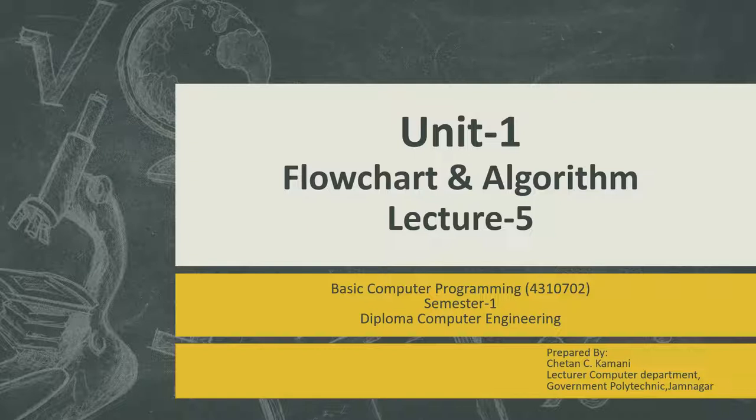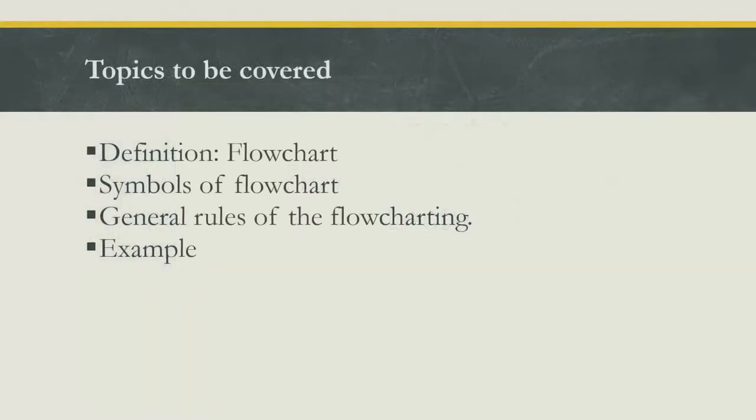In the previous four lectures, I have already discussed various things about the algorithm, such as different control structures of the algorithm, and I have solved a few examples using different control structures of the algorithm, right? So in this lecture I will discuss different things about the flowchart, such as the definition of the flowchart. I will discuss various symbols of the flowchart, and I will discuss general rules of flowcharting, and I will explain one or two examples at the end of this session.